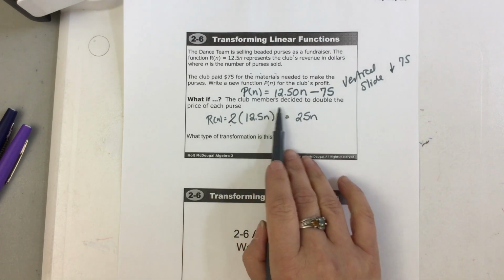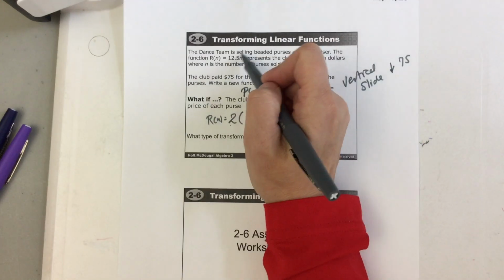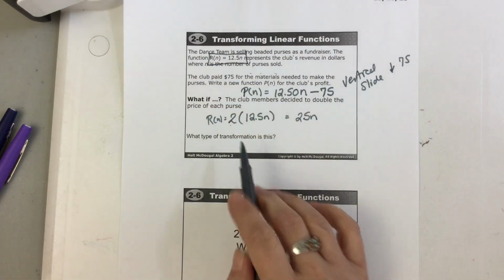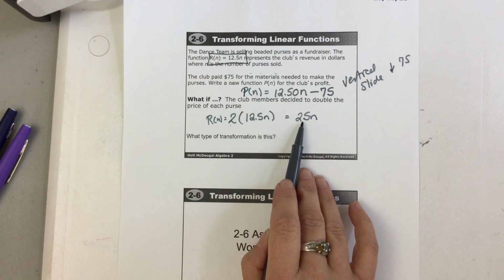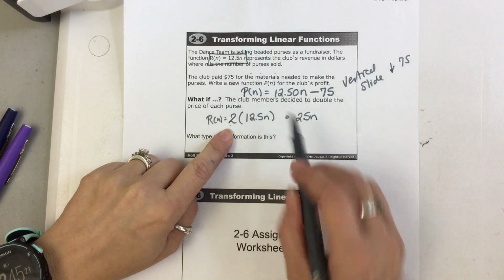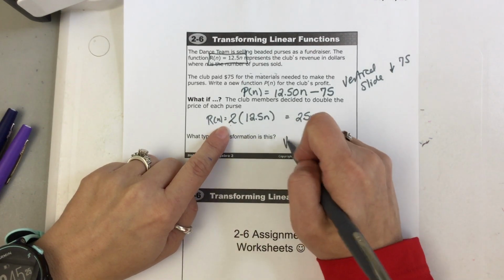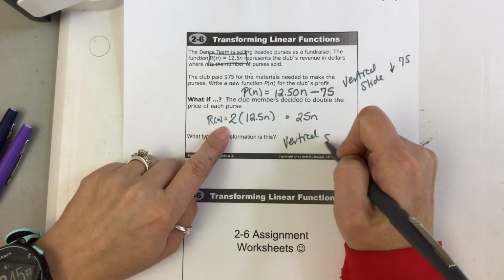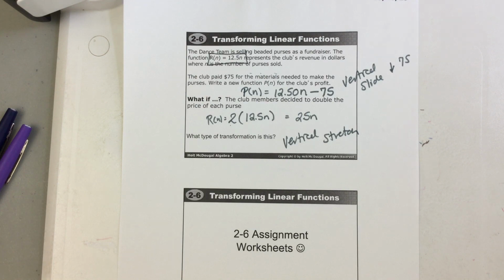Okay, so the club members decide to double the price of the purse. So if I go back to the revenue, instead of having $12.50 per purse, it's now $25 per purse. What transformation is this? We did not change the N. What we did is multiplied the whole thing by 2. So this is called a vertical stretch. The reason why it's a stretch is because 2 is bigger than 1.